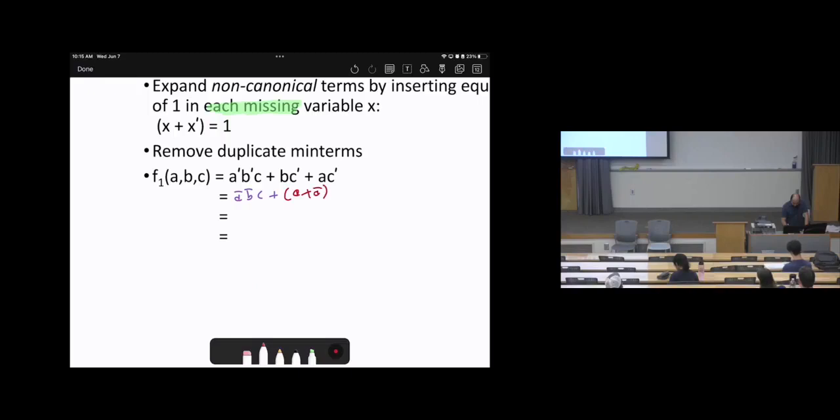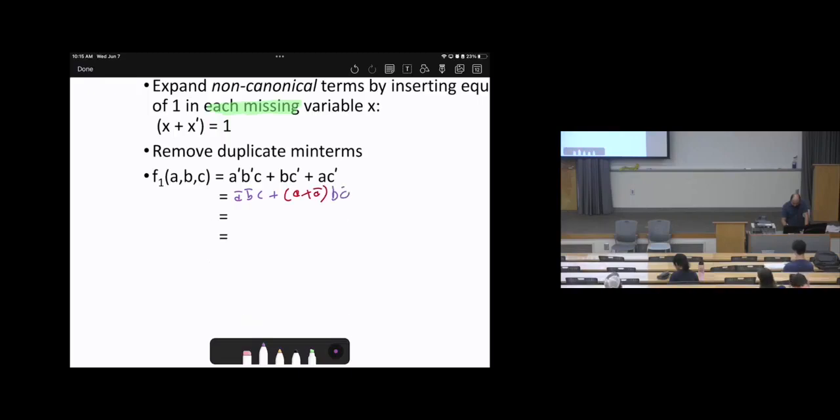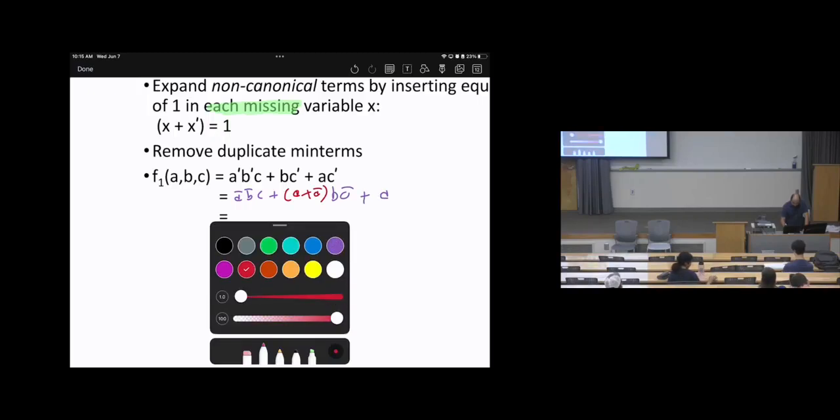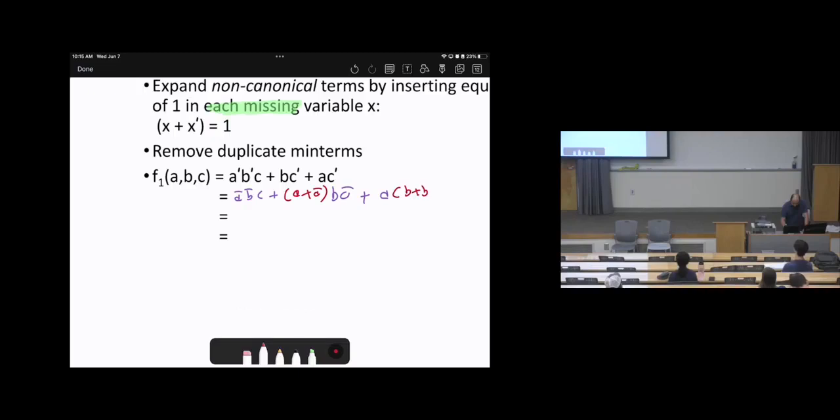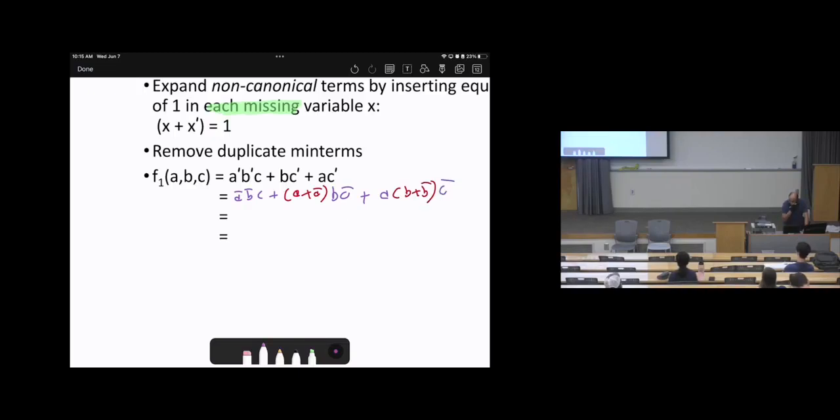A plus A bar times B C bar, then plus A, then here we'll put B plus B bar, that's the missing variable, times C bar. Okay? Then it will be A bar B bar C plus A B C bar plus A bar B C bar plus A B C bar plus A B bar C bar. Then that's how we can convert it to canonical form.